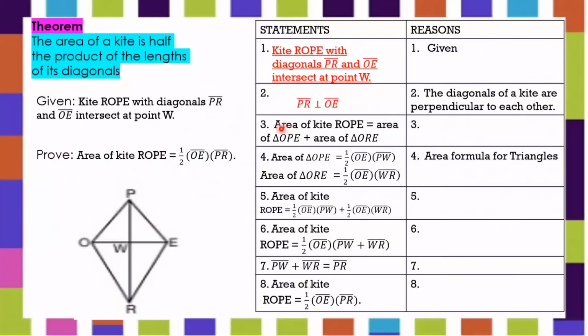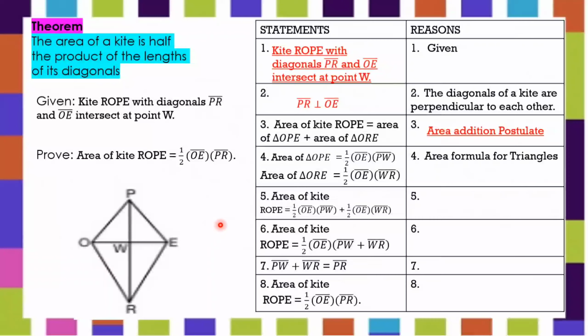Okay? So, ang sabi sa statement number 3, the area of kite ROPE, yung area ng buong kite na to, is equal to the area of OPE, yung triangle na to, plus the area of ORE, yung triangle na to. So, pag pinagsama daw natin yung area ng dalawang triangle na to, ay makukuha natin yung area ng buong kite na ito. Okay? So, what reason? We have the area addition postulate.